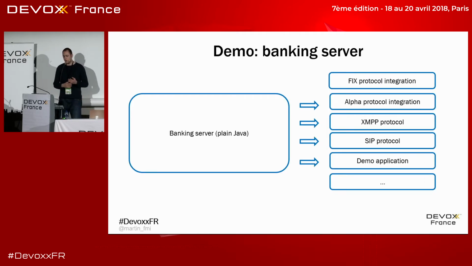Now, to see how these things work in practice, I'll be using a demo scenario. I'll have a very simple banking application server. And my banking application server, you might imagine, provides support for different application protocols. Let's say that in the bank, there are different applications that work through the XMPP protocol or the SIP protocol. And also in that banking server, I may deploy different applications that interact with the various third-party services in the bank.